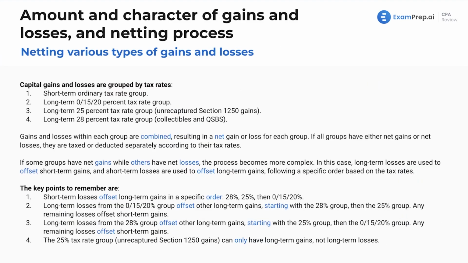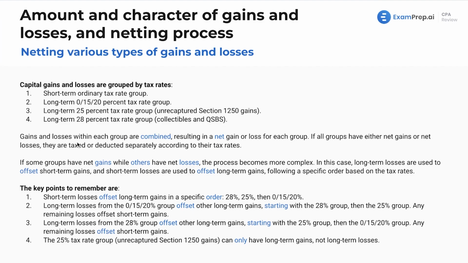All right, we see some other points here. Capital gains and losses are grouped by tax rates. So we've kind of seen this and we're building on it as well. We've got the short-term ordinary tax rate group. We've got the long-term 0, 15, 20, which we saw as well. We've also got the long-term 25% tax rate group for the unrecaptured Section 1250 gains. And then we've got the long-term 28% tax rate group for collectibles and the QSBS.